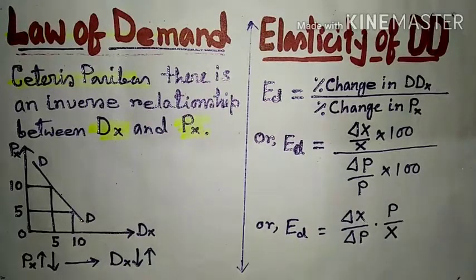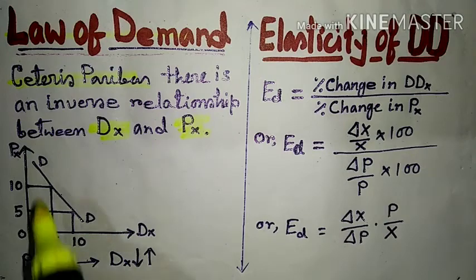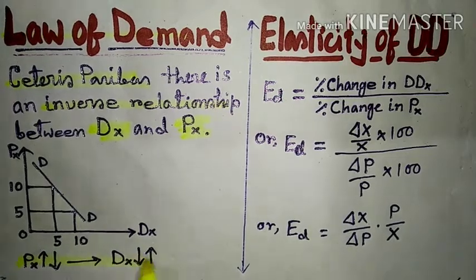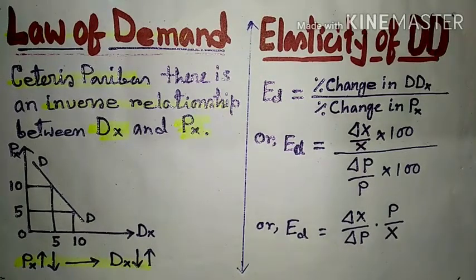So, to simply explain the law of demand, we can say that ceteris paribus, there is an inverse relationship between dx and px. Here dx stands for demand for x good and px stands for price of x good. And there is an inverse relationship. Inverse relationship means negative relationship. That means when price of a particular product increases, demand decreases. If price decreases, then demand increases.